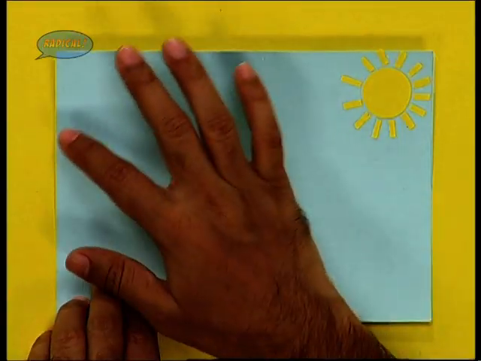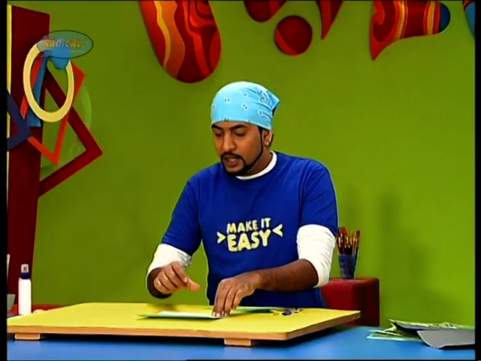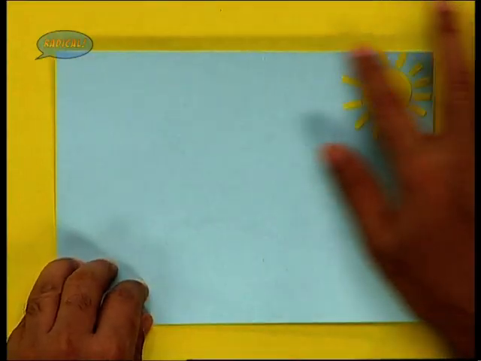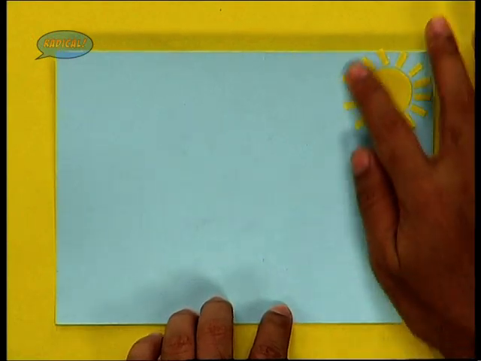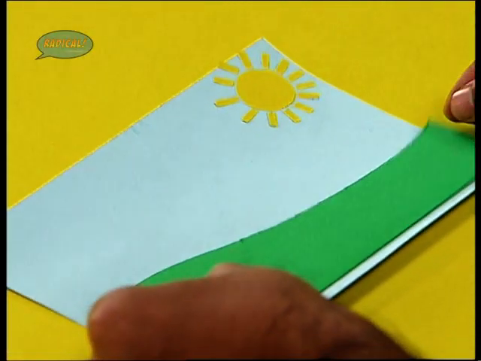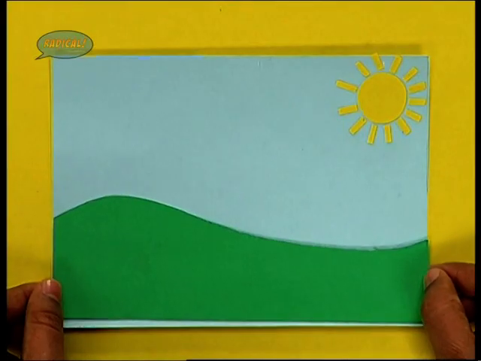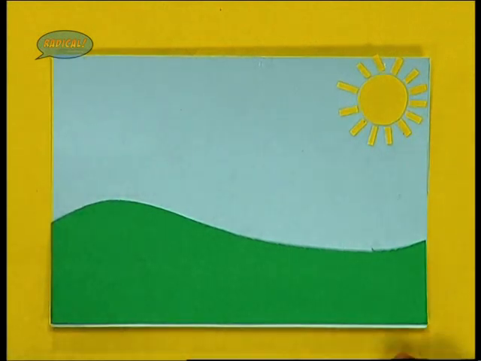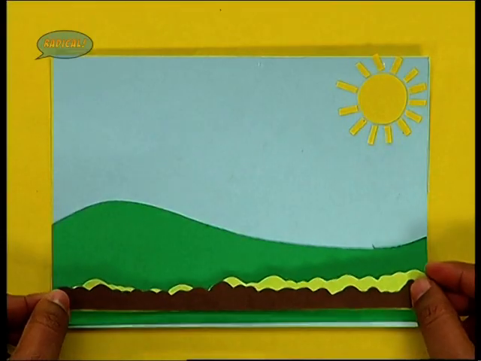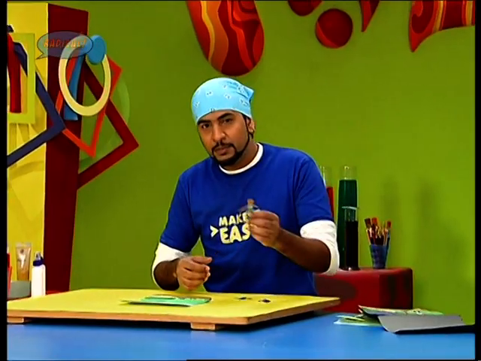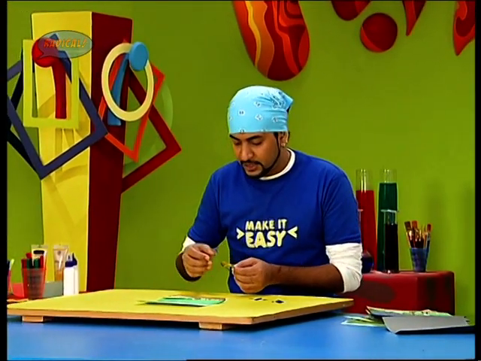Okay, so using the same technique as before, I have cut out the various objects from different colored chart paper. For instance, here we have the background on which we have the sun. Then we add on the next layer, which forms the grasslands or meadow. Next comes another layer for the foreground. Next, I'll show you how to place the characters in the picture.